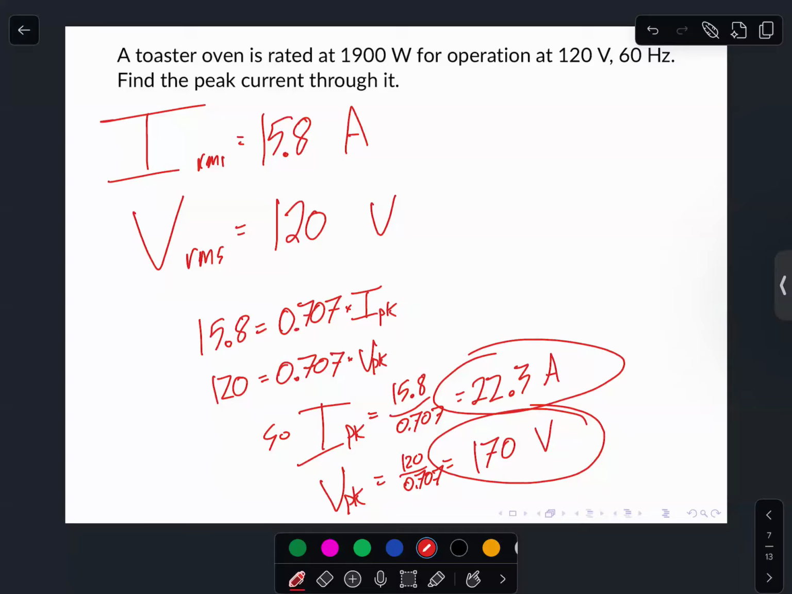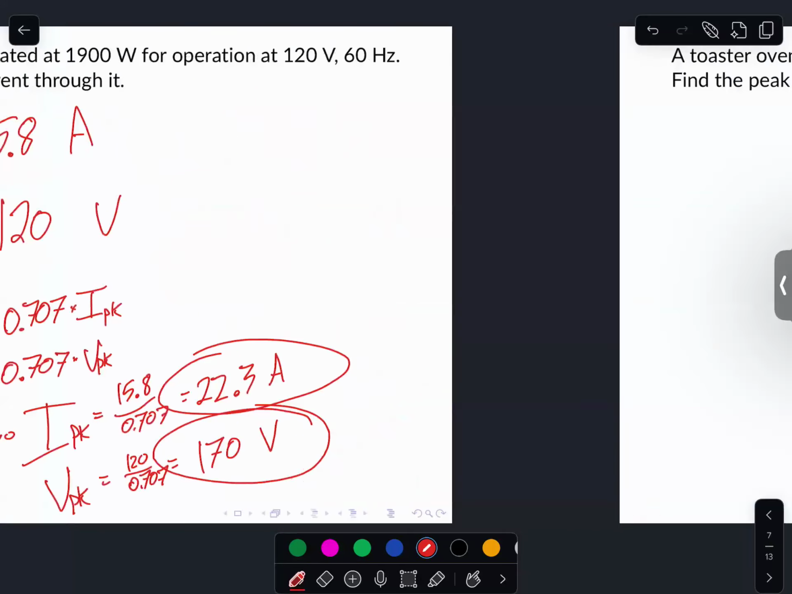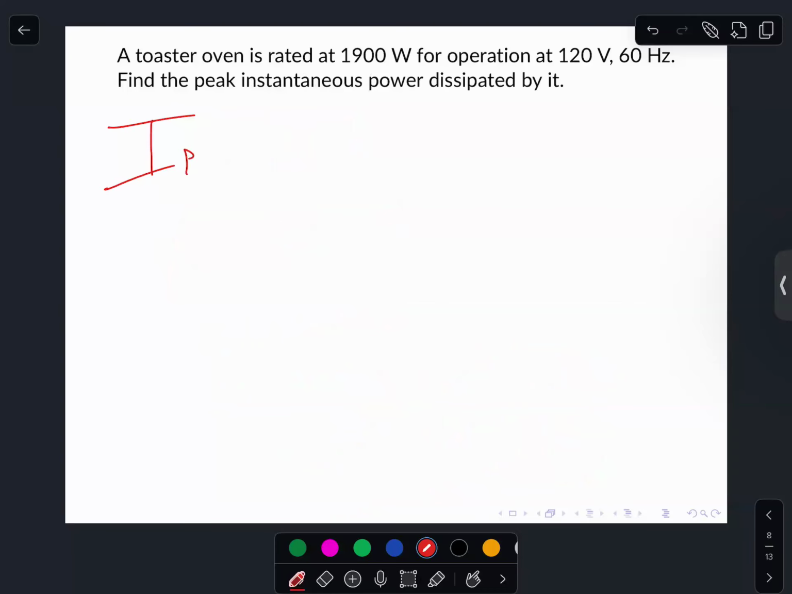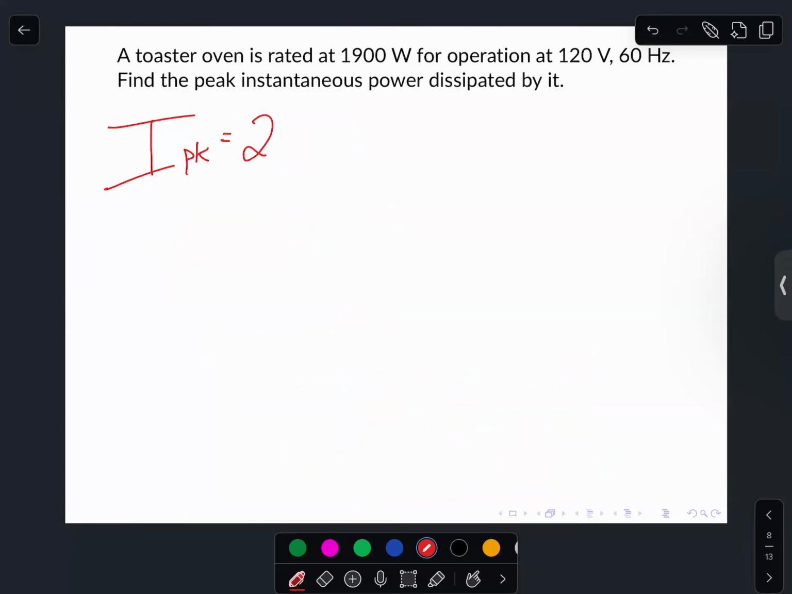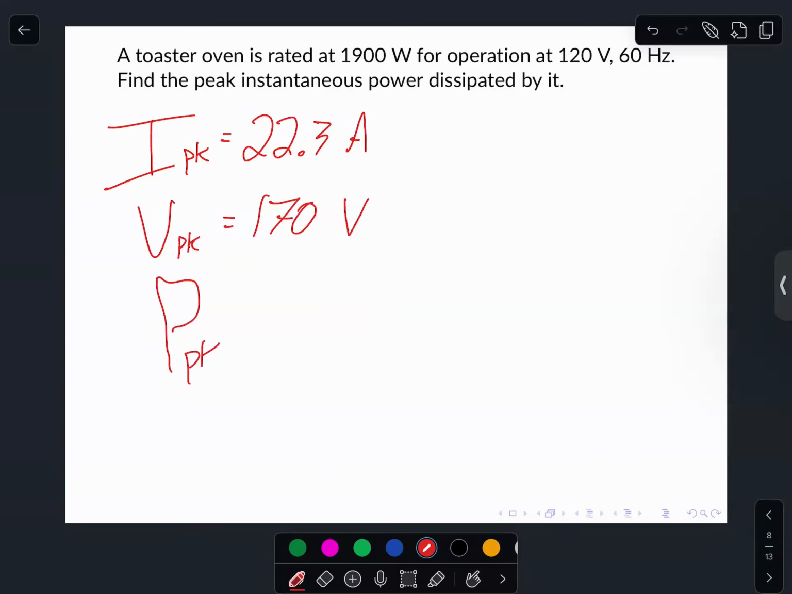Gesundheit. What was it, 22.3? I don't need a calculator. I could do that in my head. How did I do that in my head?